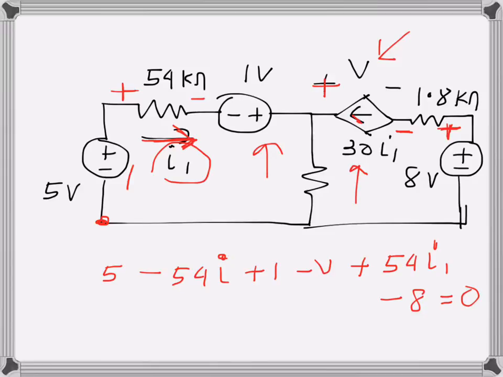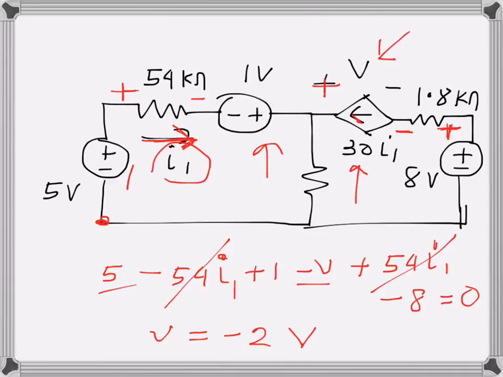Now these two are getting cancelled. There are two I1 terms, minus 54 I1 plus 54 I1, getting cancelled. So I have just minus V here. I will take this minus V to the other side, and this will be minus 8 plus 5 plus 1, which is minus 2. So that is the value of V, minus 2 volts.